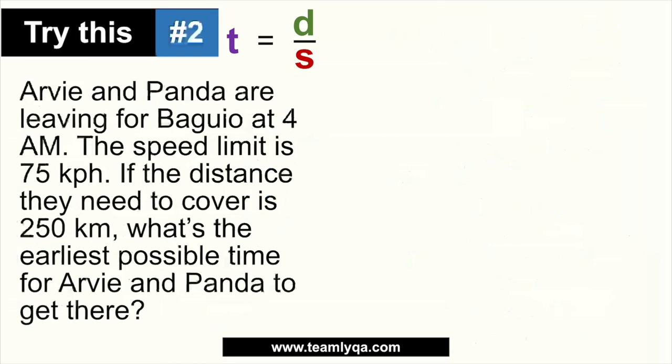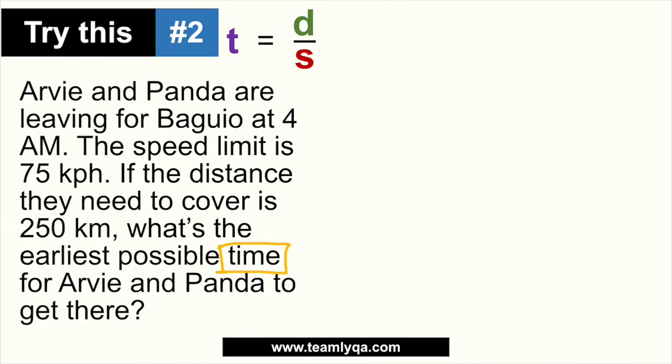Sabi sa number 2, RV and Panda are leaving for Baguio at 4 a.m. So, hi kay RV at kay Panda, ang kanyang dog. Tama ba ako? And ang speed limit daw nila is 75 kilometers per hour. If the distance they need to cover is 250 kilometers, what's the earliest possible time for RV and Panda to get there? Now, dahil ang tinatanong is what is the earliest possible time for RV and Panda to get there, ang hinahanap natin is the actual time na darating sila doon. Hindi enough na alam mo lang kung gaano katagal yung biyahe, idadagdag mo pa yan doon sa 4 a.m.